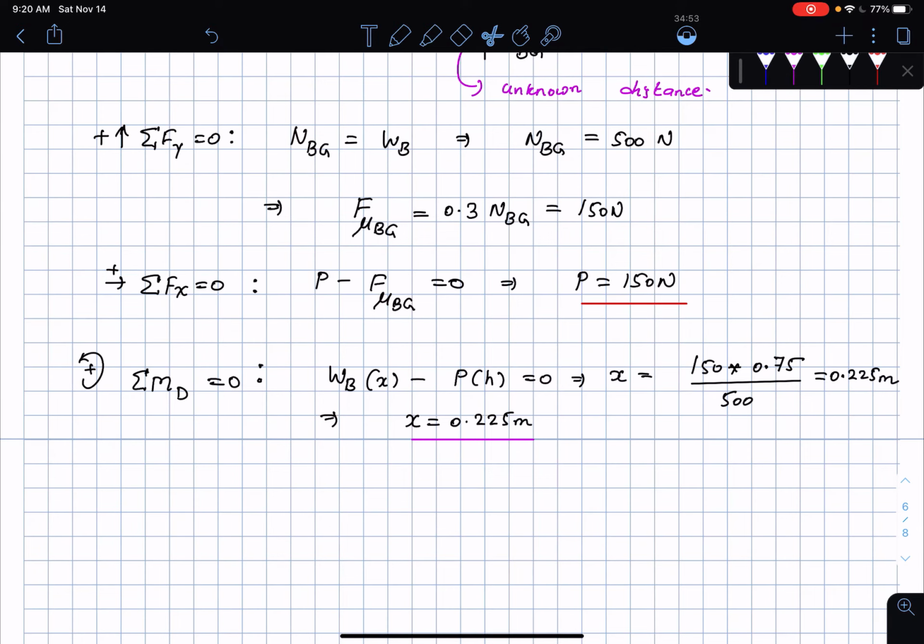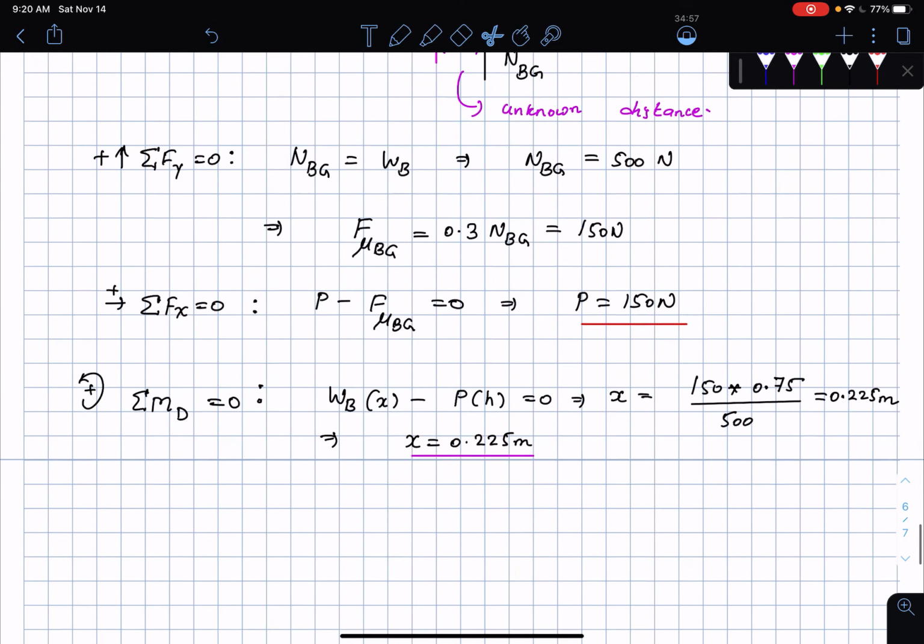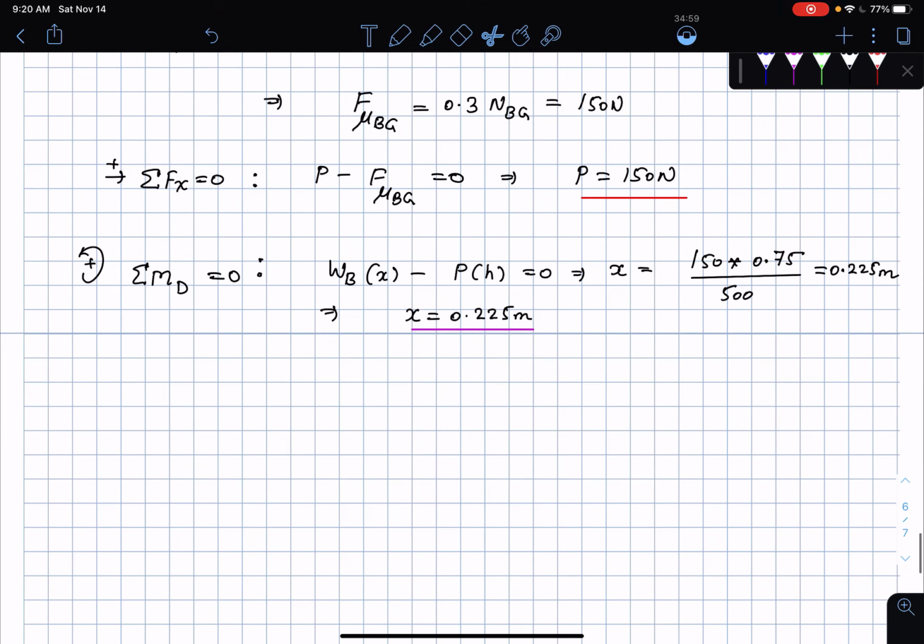This is something that you may watch out for in a problem. If it is not tipping and it's only sliding, where is the location of the normal force? This tells us that NBg is located 0.225 meters from the center of the box.